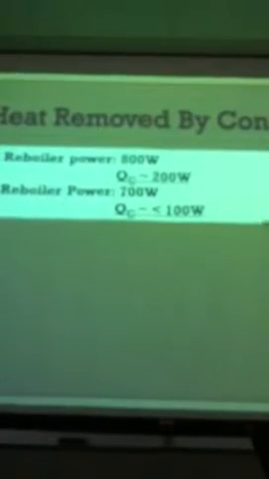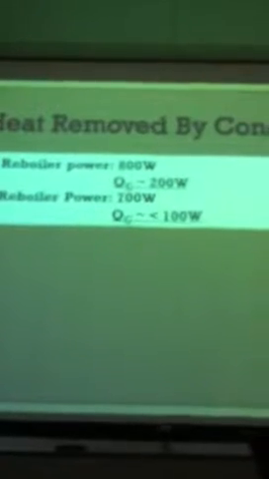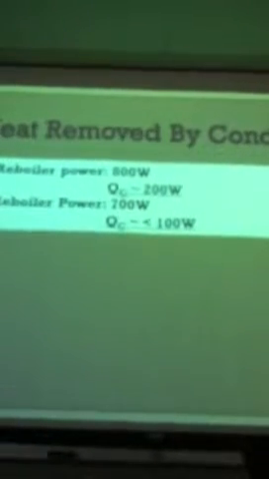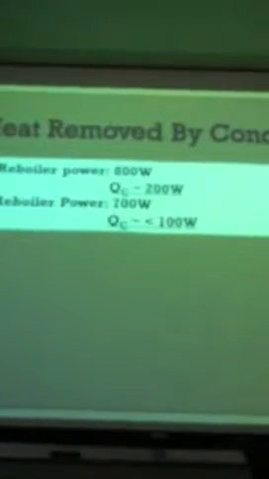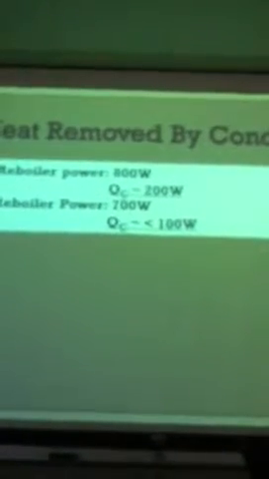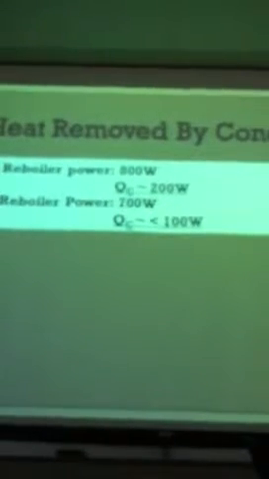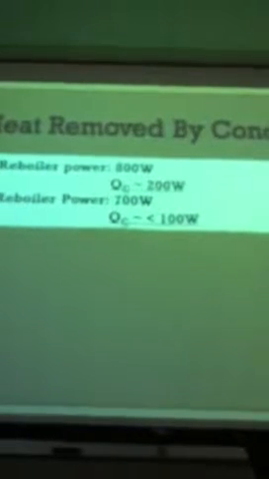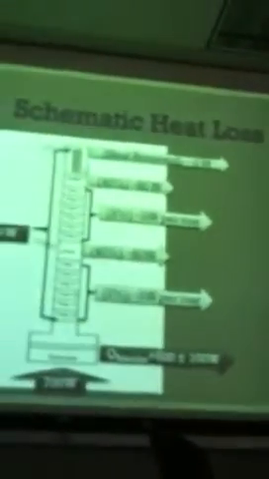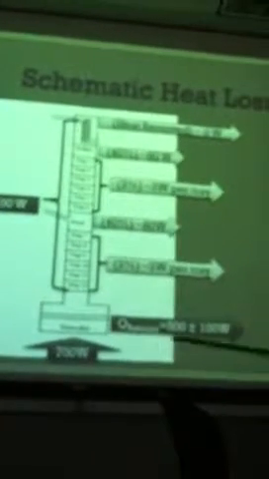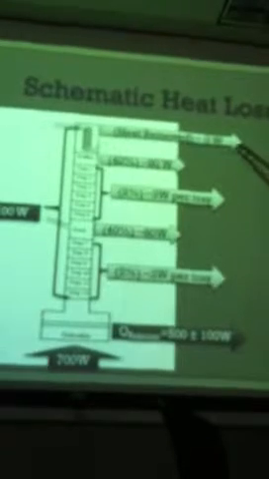So at 800 watts, using that equation, that calculation, the condenser roughly removed 200 watts. And at reboiler power of 700 watts, the uncertainty was so high that it's almost negligible. But the uncertainty tells us that it could be removing up to 100 watts, but definitely less than that. So this is a schematic of the column with the heat loss of each component. So if we plug 700 watts into the reboiler, since the uncertainty was so big, the heat removed is going to be less than 100. So that's basically 0 watts since it's negligible.